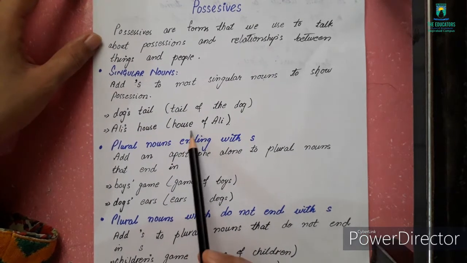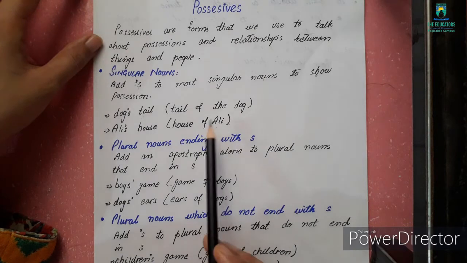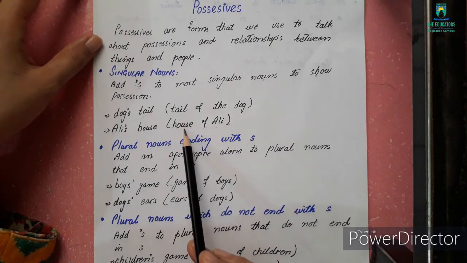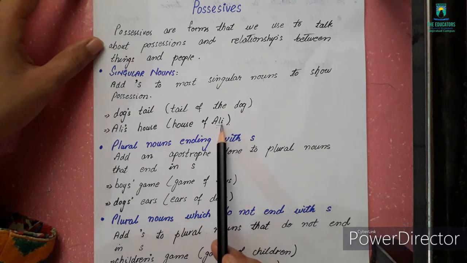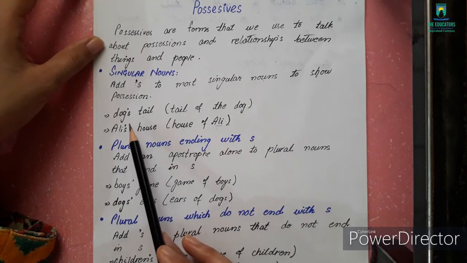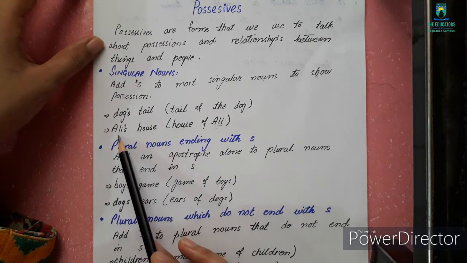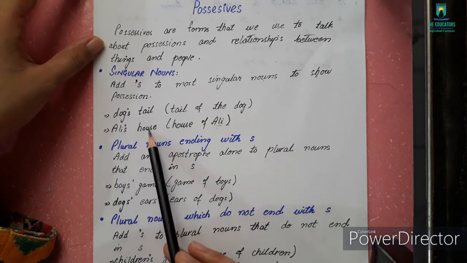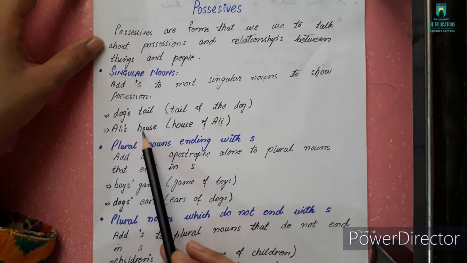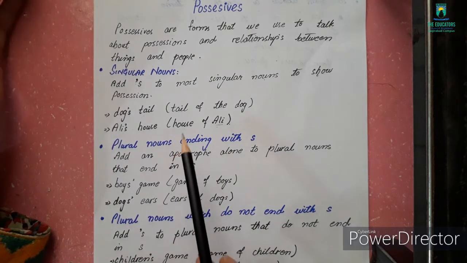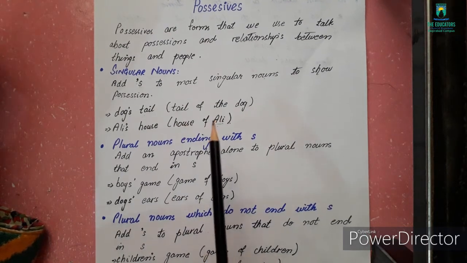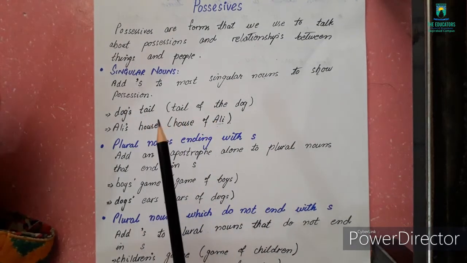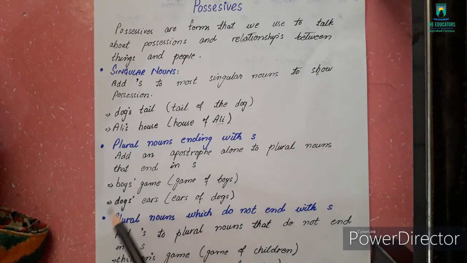The second is house of Ali. This house belongs to Ali. This house is the possession of Ali. You can see Ali here is singular, so you simply have to add apostrophe s with the singular noun: Ali's house. This is the first rule when you are writing possessives for singular nouns: simply add apostrophe s with the singular noun.